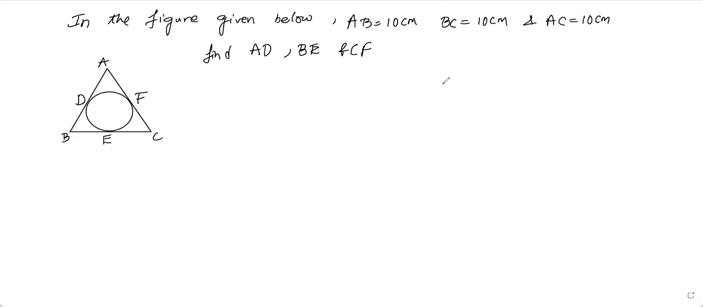So we have been given that AB is 10 centimeter, BC is 10 centimeter, and AC is 10 centimeter, right? And we have to find AD, BE, and CF. So we can see that the three sides of the triangle touch the circle at D, E, and F.